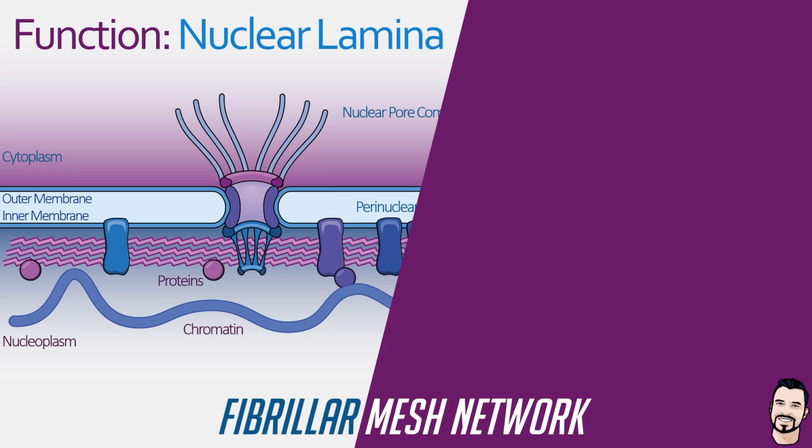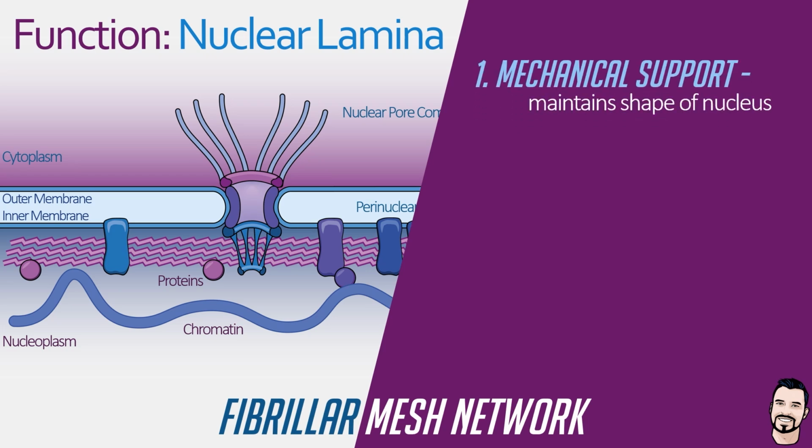And so firstly, because it forms a dense mesh right beneath the inner nuclear membrane, it helps to maintain the shape of the nucleus and gives it mechanical strength. This support becomes especially important when the cell experiences physical stress or during movements of the nuclear envelope.